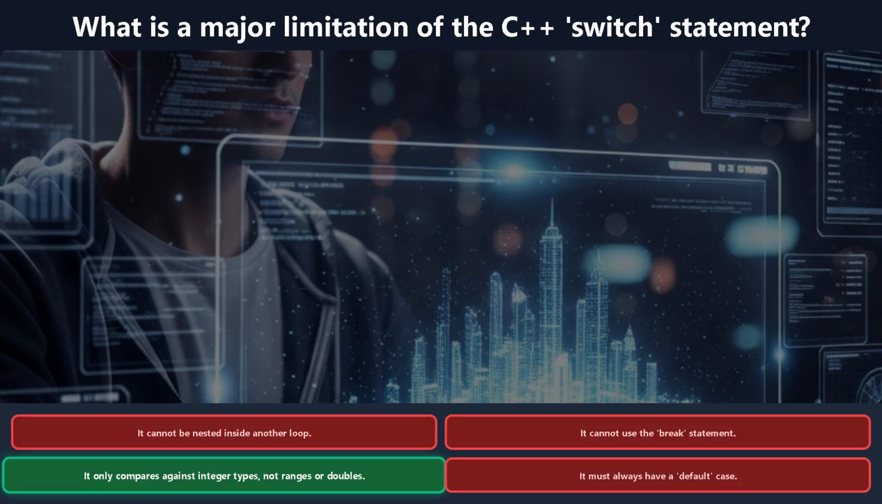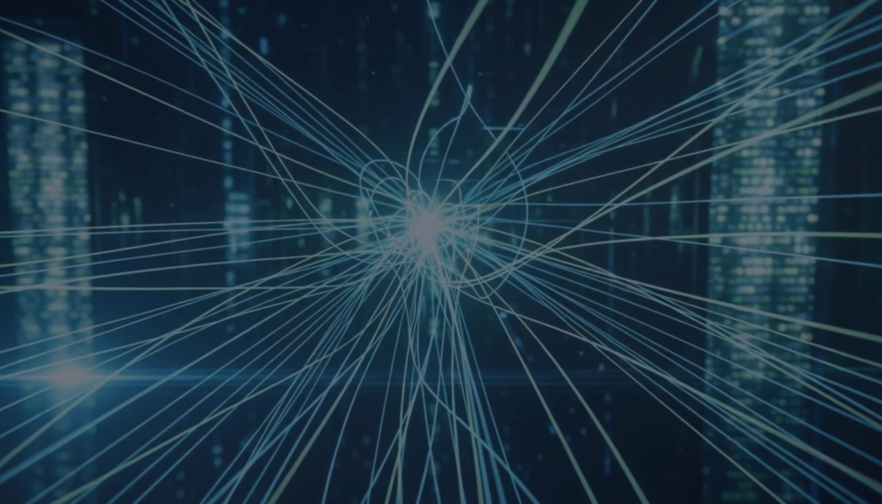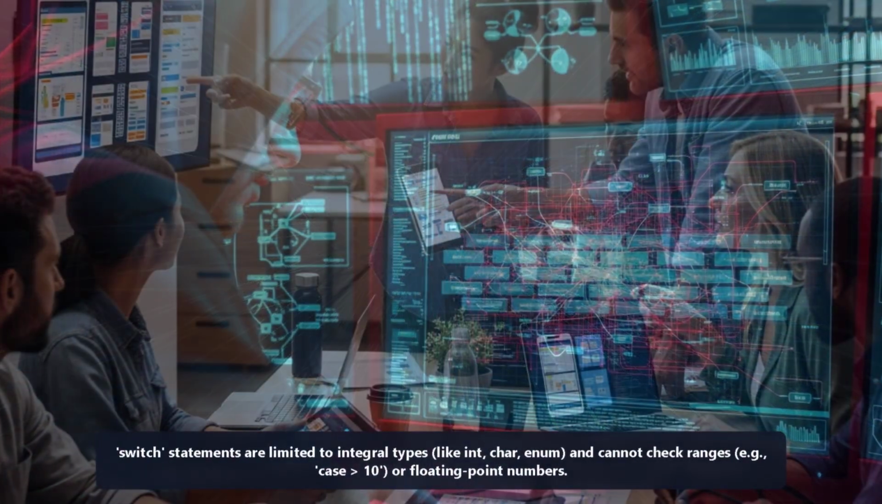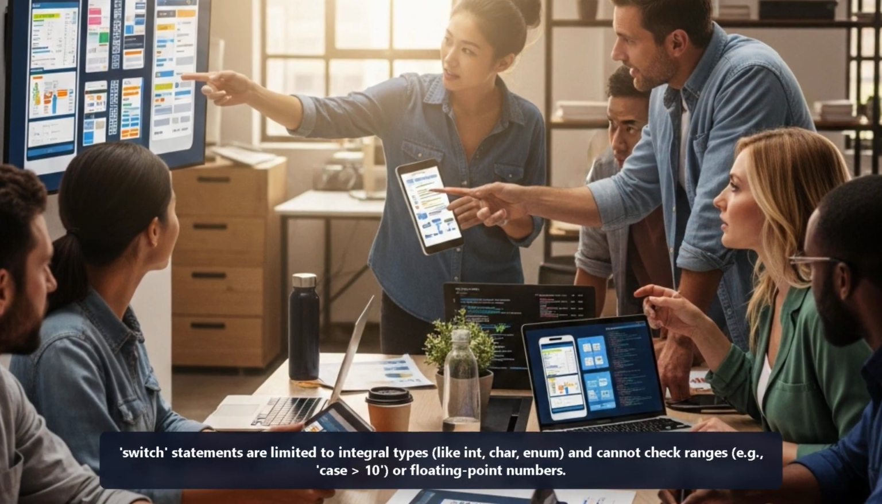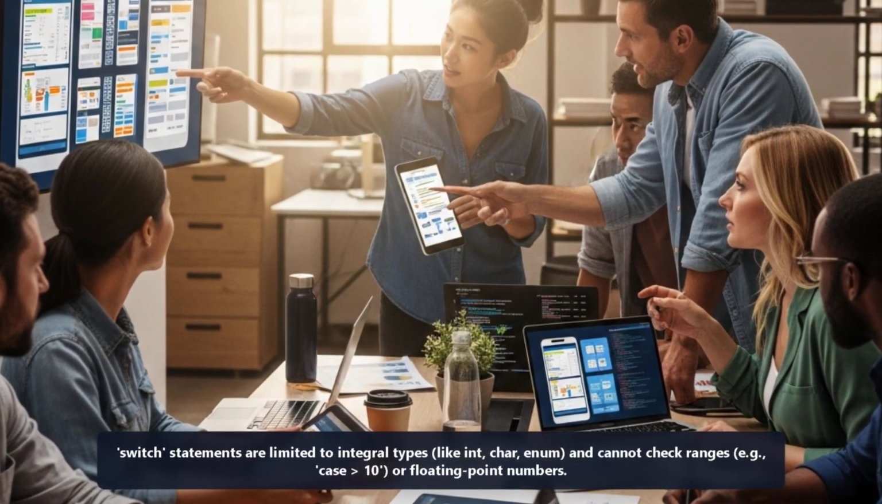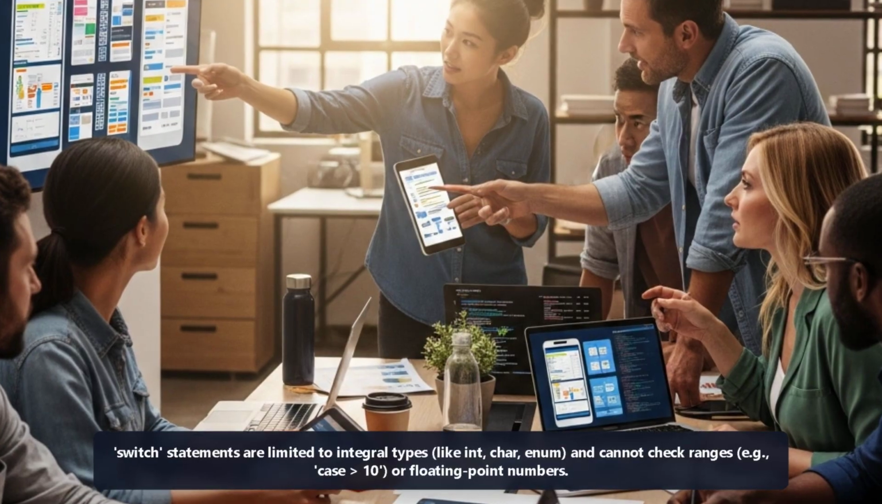It only compares against integer types, not ranges or doubles. Switch statements are limited to integral types, like int, char, and enum, and cannot check ranges, e.g., case greater than 10, or floating point numbers.